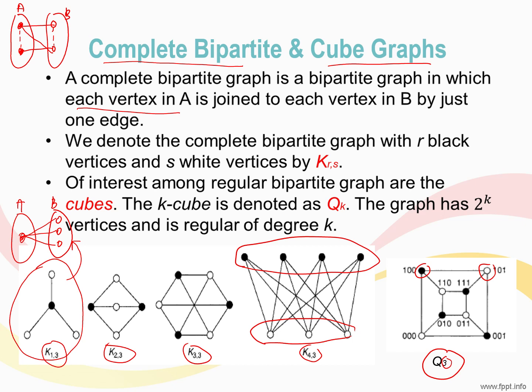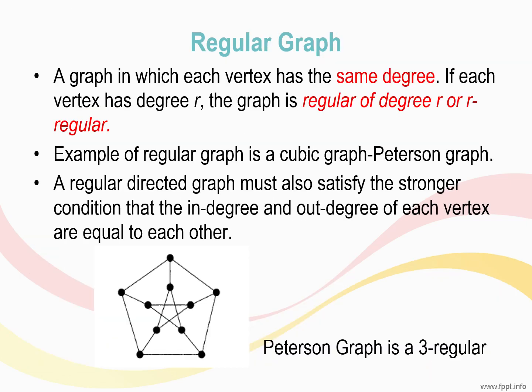Remember, all the vertices in the cube graph have the same degree, so it is a regular graph. A graph in which each vertex has the same degree is called a regular graph. If each vertex has degree r, the graph is called regular of degree r, or r-regular.